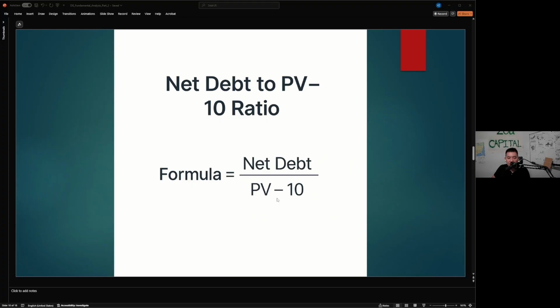I won't be covering the details on the math for the calculation here, but if you're interested, you can do some research on this yourself. For this ratio, anything below 0.4 is great. 0.4 to 0.6 is good and sustainable, but anything above 0.6, it is getting into the overly leveraged territory.